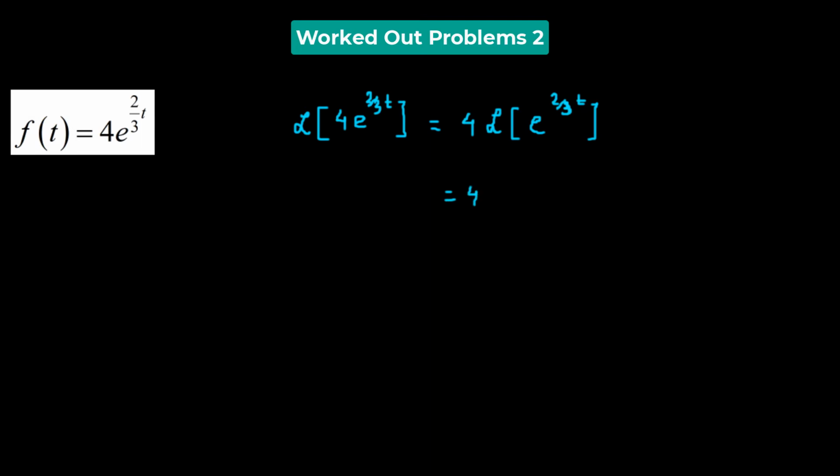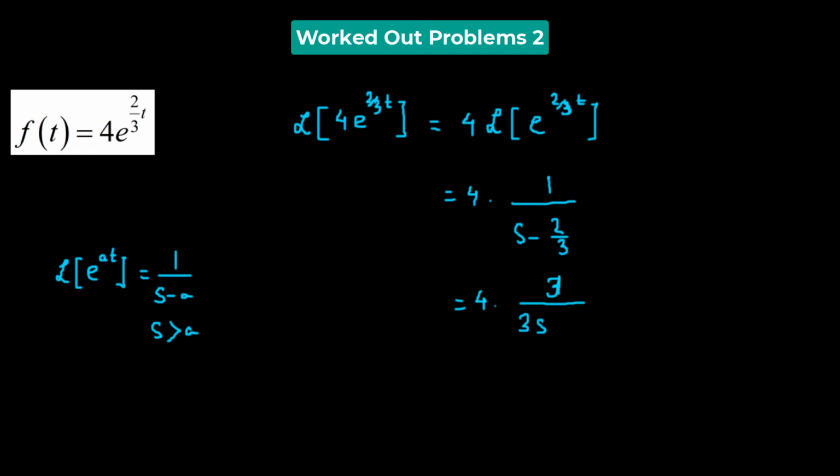So we're going to use the definition that the Laplace transform of e raised to the power of at is simply equal to 1 over s minus a, where s is greater than a. So we have 1 over s minus 2/3. So a here is 2/3. So that gives us 1 over (3s minus 2) over 3. So 4 times 3 is 12. So we have 12 divided by 3s minus 2.